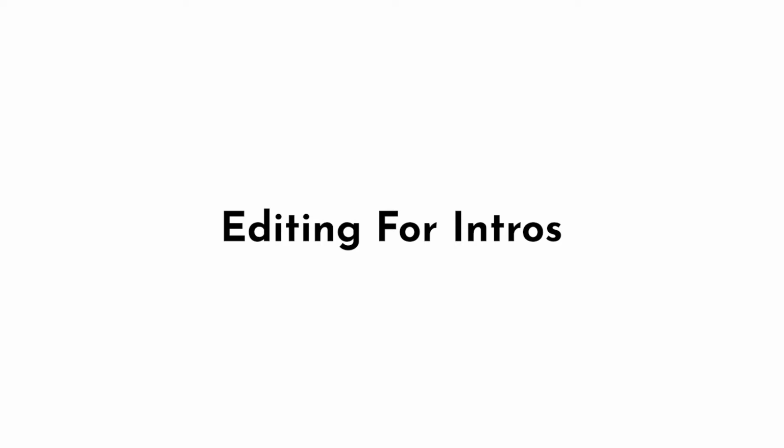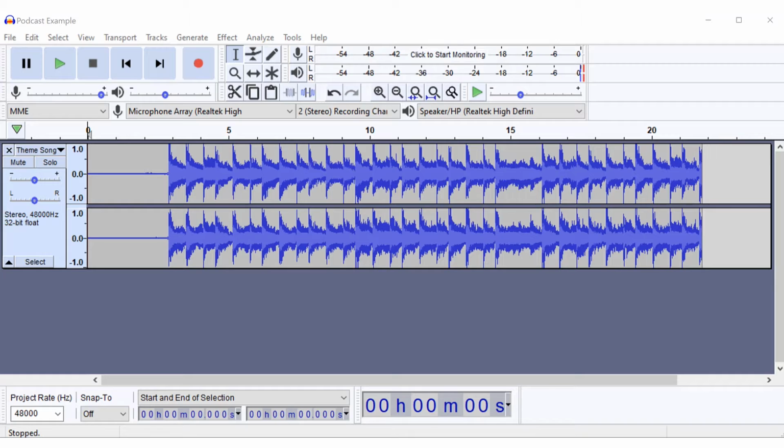Let's talk about how you might edit the music for an intro in Audacity. Here are some steps. Import the music: File, Import, Audio. Place the start of the music at the beginning of the timeline, or the 0-second mark. Identify the moment in the music where you want the talking to come in.